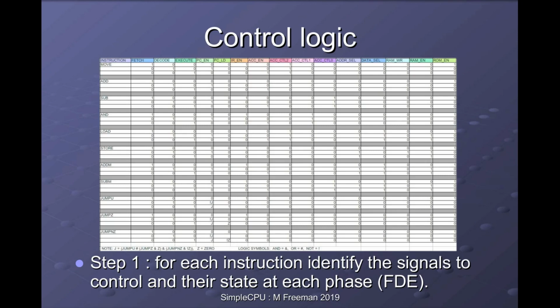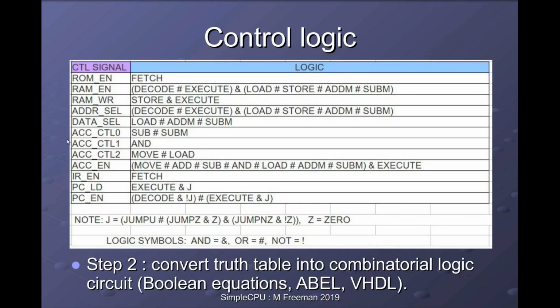Okay, now we can convert this truth table into a series of Boolean equations. So each row here is an output from the control logic, a column in the previous truth table.